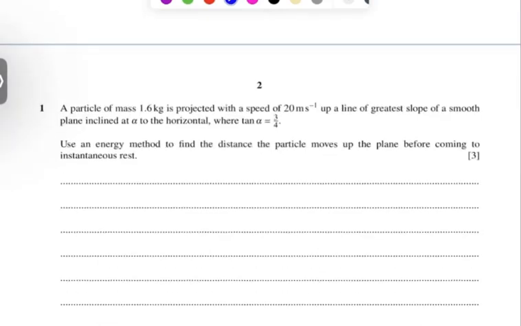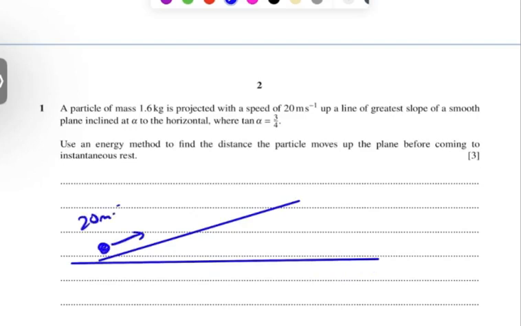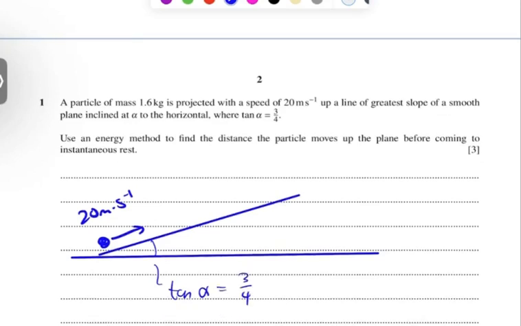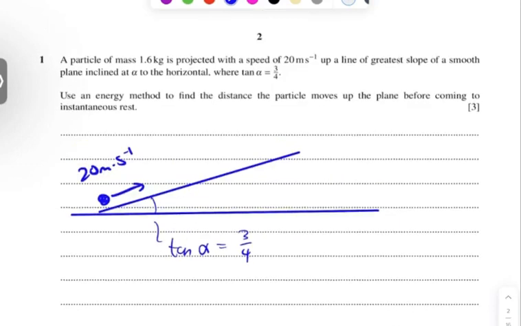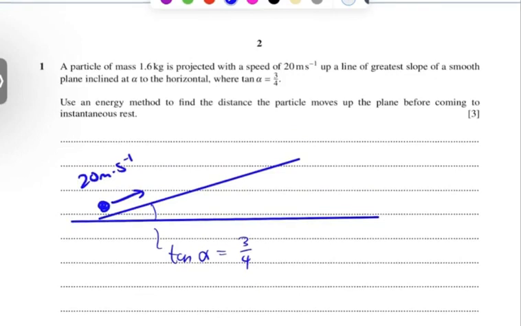Okay, let's just jump right in. So, a particle has a mass of 1.6 kgs. It's projected with a speed of 20 meters per second up a slope. Okay, so I'm just going to draw here. It is projected up the slope with 20 meters per second. Okay, and my angle of my slope, tan theta or tan alpha, is 3/4. Use the energy method to find the distance the particle moves up the slope before coming to instantaneous rest.